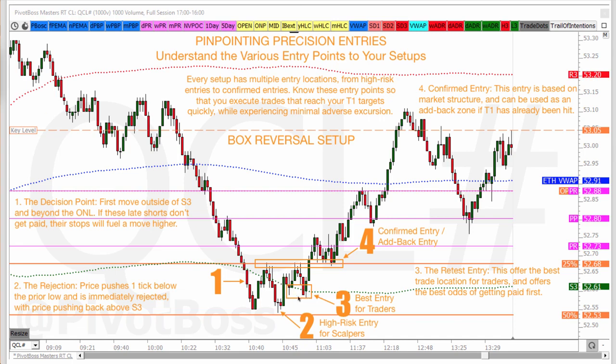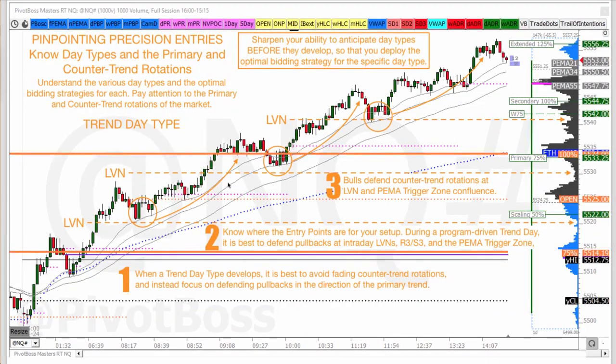So this point right here, where the zone is defending, is right on the high bar of this rejection right here. The high of that bar. Great job. All right, this is from today's market. And this is the NQ. And this one experienced a major trend day type.